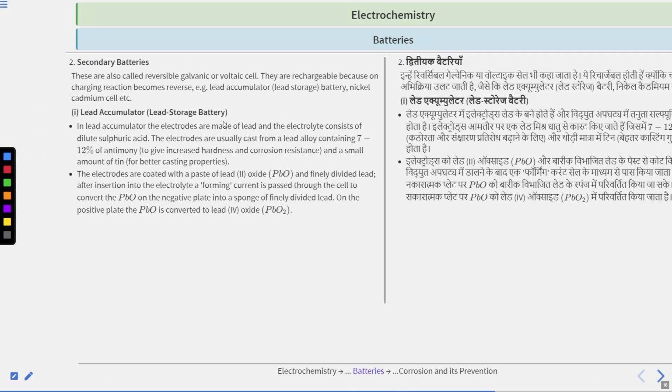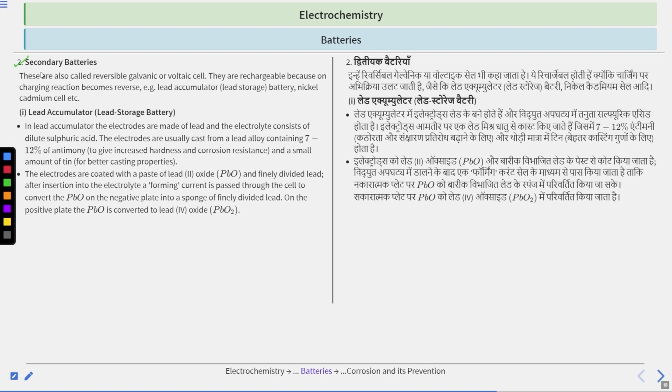Okay, now let's see the secondary batteries. These are also called reversible galvanic or voltaic cells. These are rechargeable because on charging the reaction becomes reversed. Examples are lead accumulator, lead storage battery, nickel cadmium cell, etc. Under the secondary batteries, we have first type, that is lead accumulator or lead storage battery.